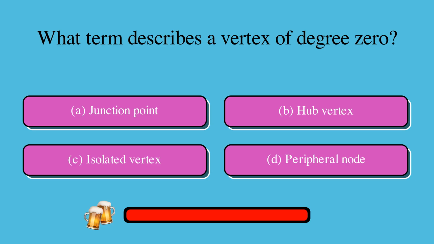What term describes a vertex of degree 0? Is it A, junction point, B, hub vertex, C, isolated vertex, or D, peripheral node? The correct answer is C, isolated vertex.